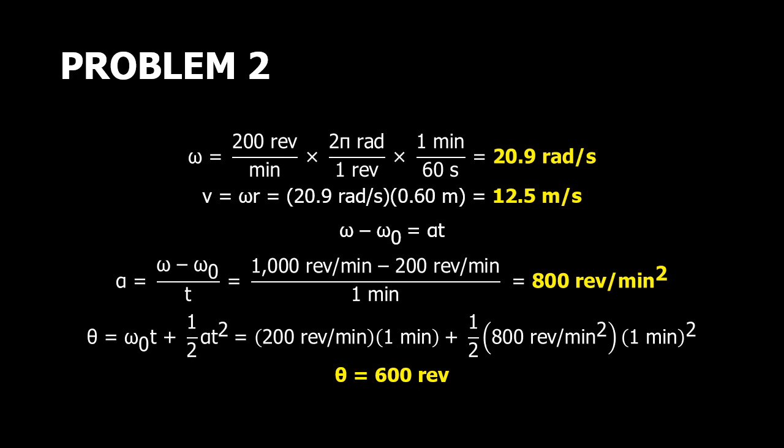So, 600. So, our final answers for these problems are 20.9 radians per second, yung angular speed. Linear speed is 12.5 meters per second. And the angular acceleration should be 800 revolutions per minute squared. And the number of revolutions made during 60 seconds is 600 revolutions. So that will be our answer for this.